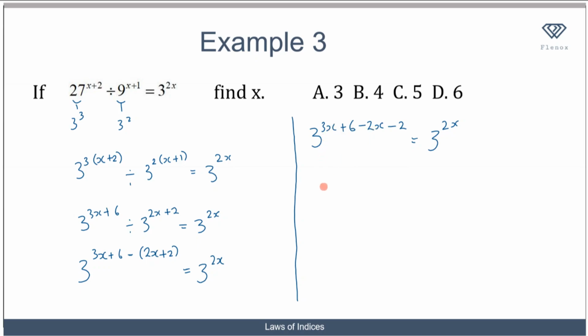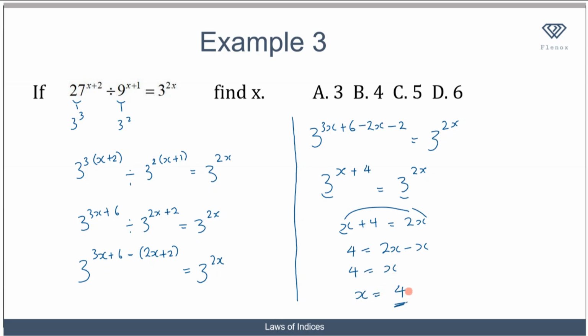3x minus 2x will give me x. So I have 3 raised to the power x plus, and 6 minus 2 will give me 4, 4 is equal to 3 raised to the power 2x. Now I can see that the bases are equal, and once the bases are equal, what can I do? I can equate the exponents like I've explained. So I know that x plus 4 is equal to 2x. So if I bring this x to the other side, I have 4 will be equal to what? 2x minus x. So I know that 4 is equal to x, or the same thing as saying x is equal to 4. And what option corresponds to that?